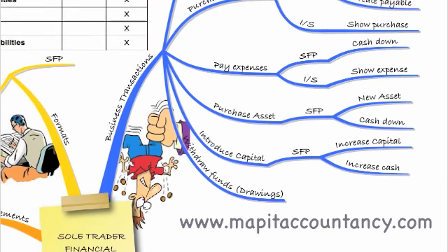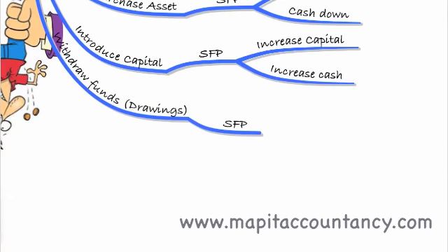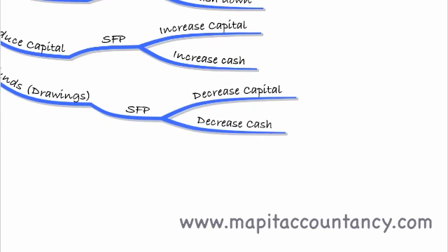And the last one I want to mention is when we withdraw funds from the business as the owner. Well, if the owner withdraws funds, that's not an expense because it's just a withdrawal of profit. So in that instance, what will happen is on the statement of financial position, we will decrease the capital and decrease cash. It doesn't affect the income statement because, as I said, it's a drawing of profit. So it's not an expense, it's a drawing of profit.